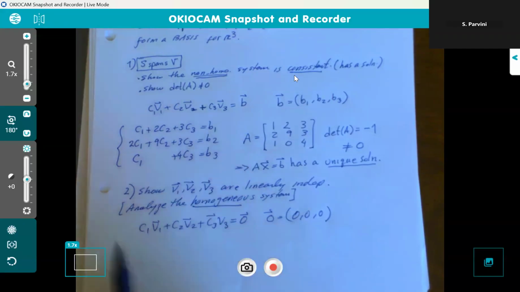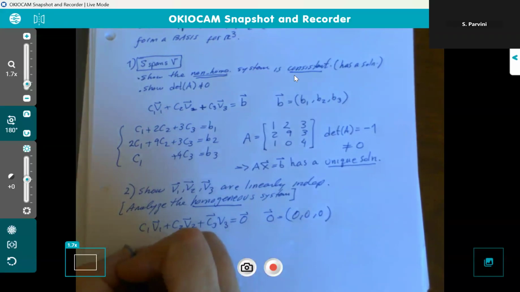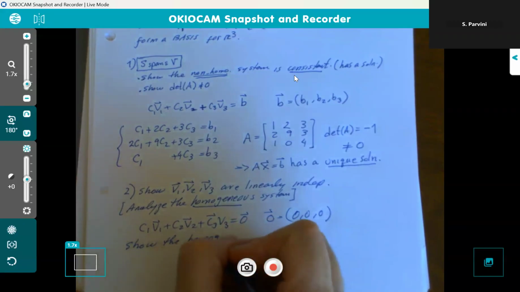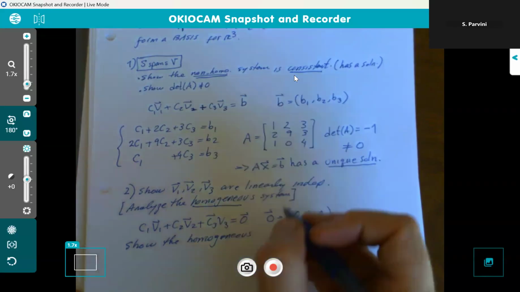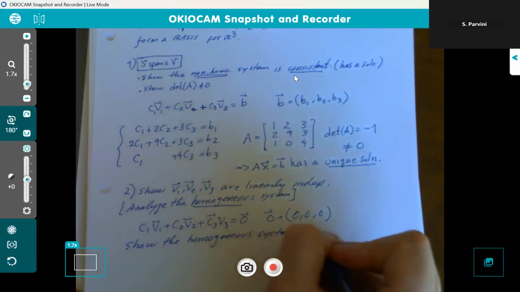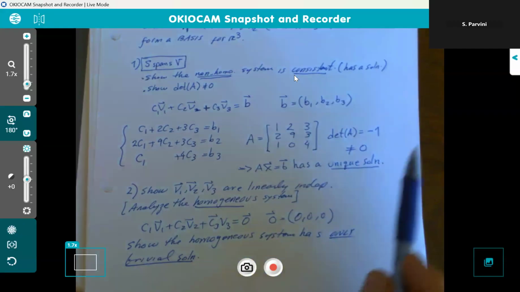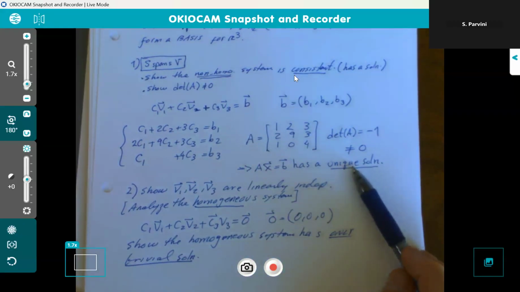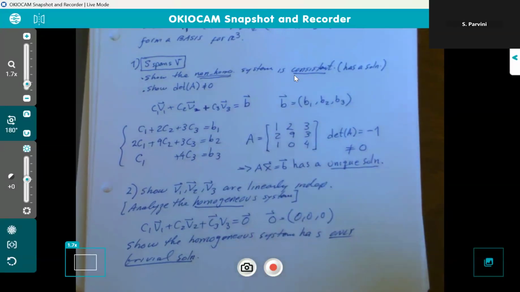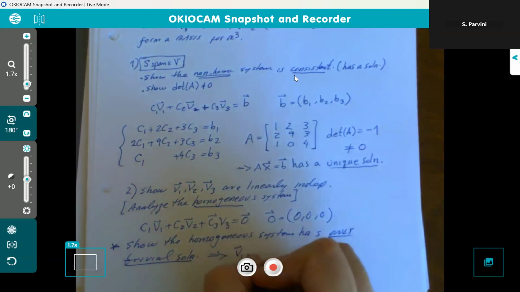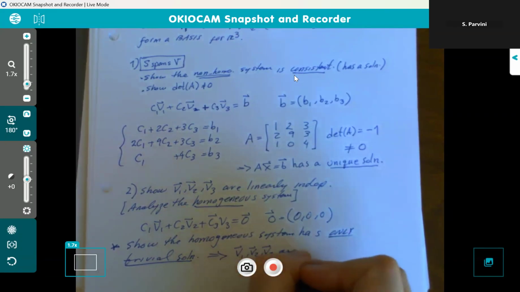Now, to show independence for this one, show the homogeneous system has only the trivial solution. So trivial solution for the homogeneous system, non-trivial for this one, unique solution for non-homogeneous. Therefore, this forms a basis. So it has only trivial solutions. Okay, then this would imply that vectors v1, v2, v3 are independent.